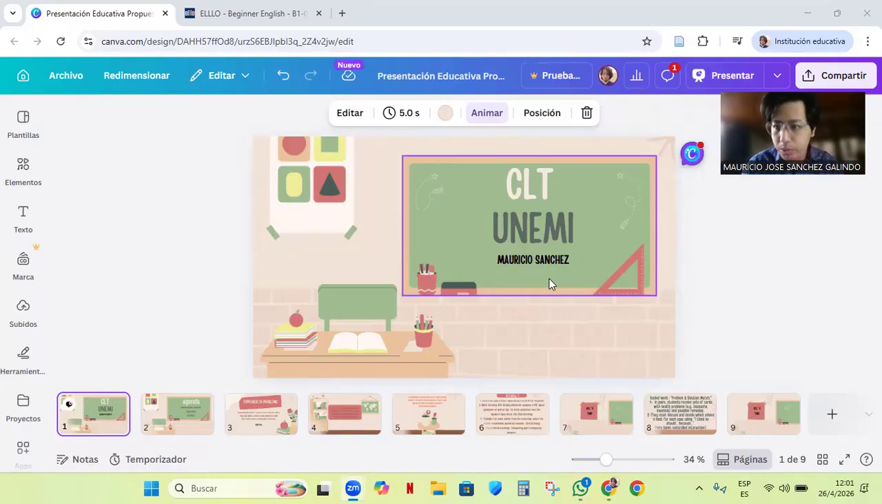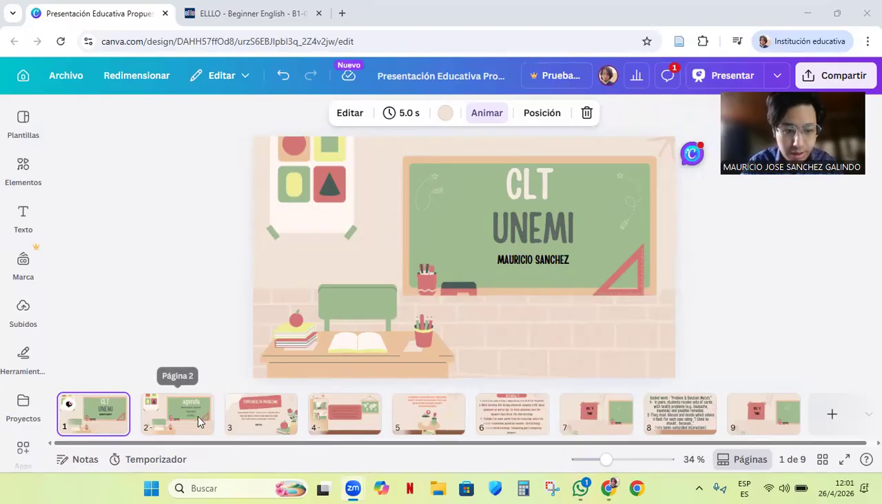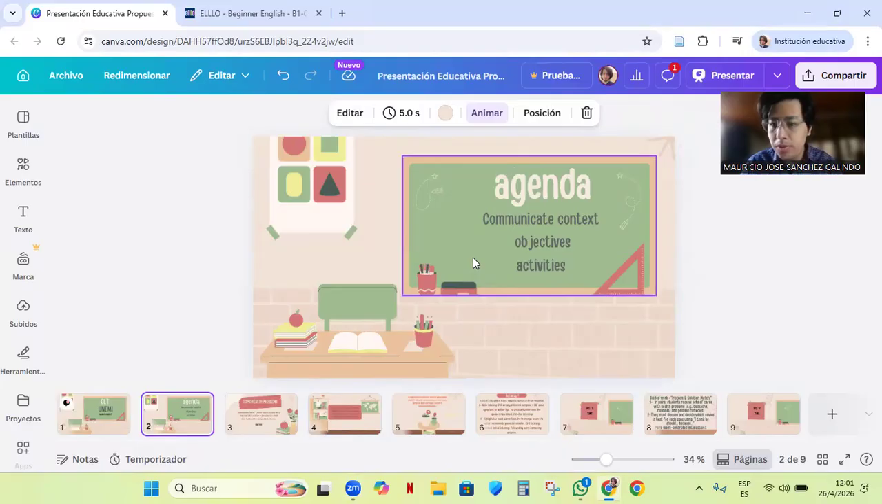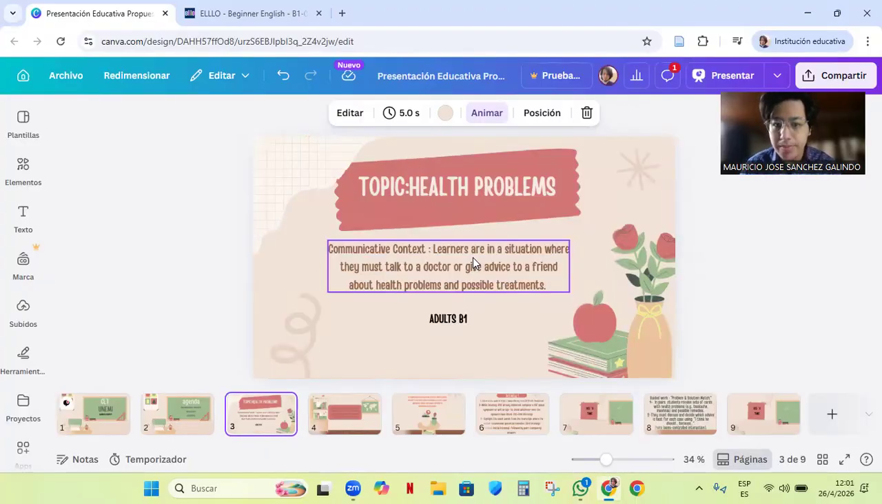Okay, so before starting the class, I would like to present my agenda for today's class. First of all, we have the communicative context that I will explain, okay? Then the lesson objectives, the main objective and the subsidiary objective. Then I will explain to you the activities that we will do today, okay? So let's start with the first thing. Let me present to you the topic of today.